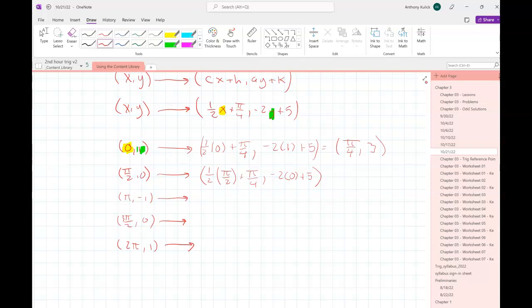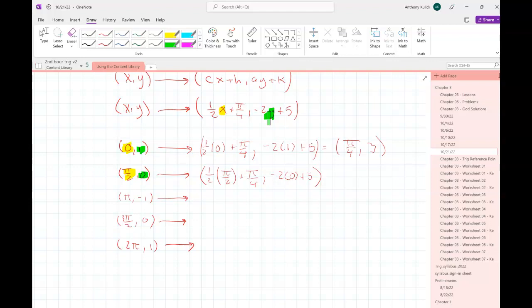Everybody's okay with what I did there? Again, I'm just plugging in for the x and then plugging in for the y, right? Just doing the same thing over and over again. What's 1/2 times pi over 2? How do we multiply fractions?